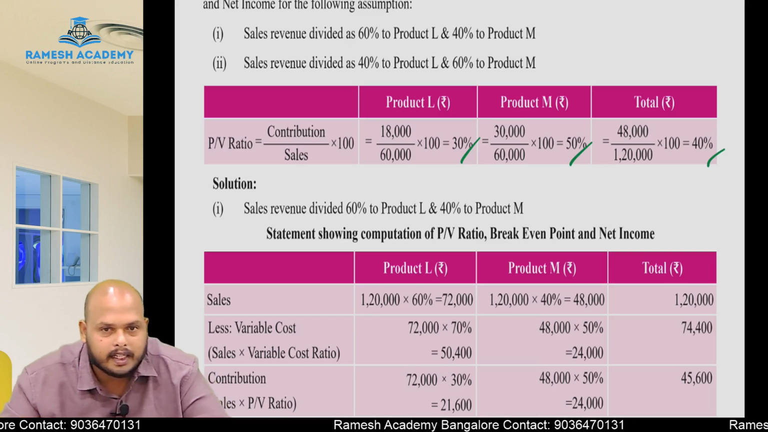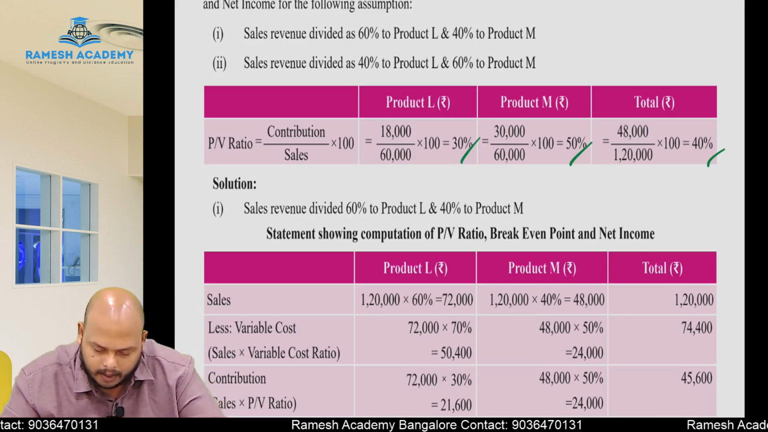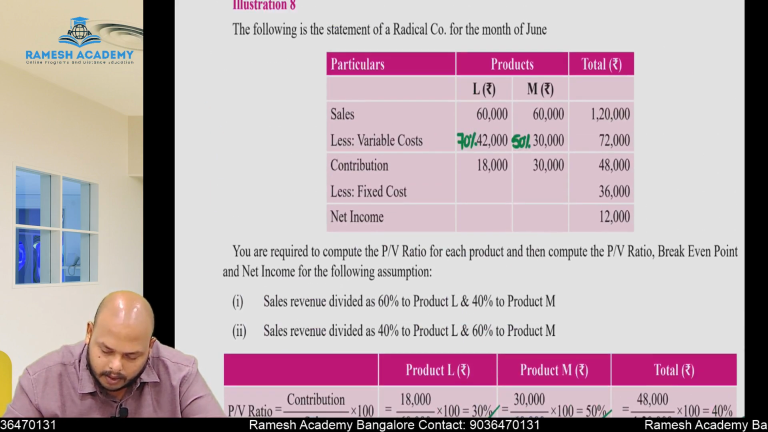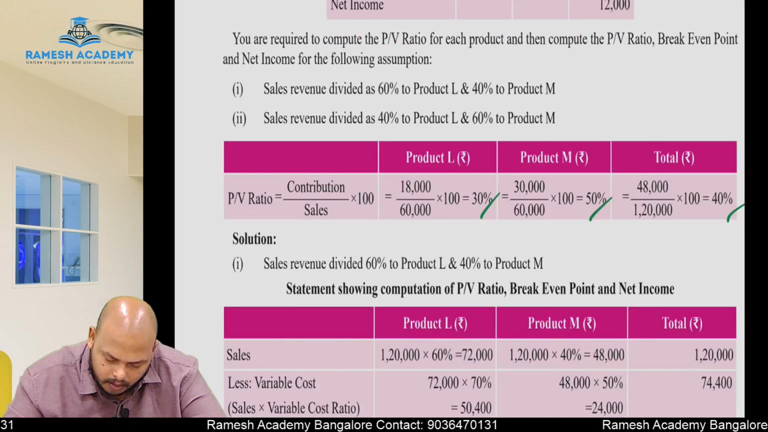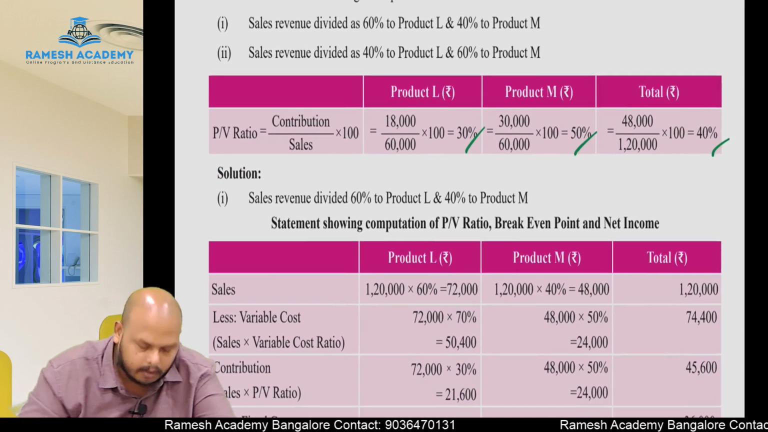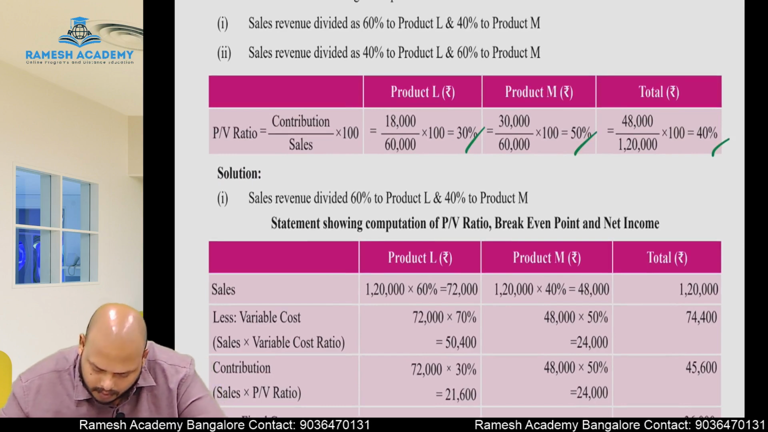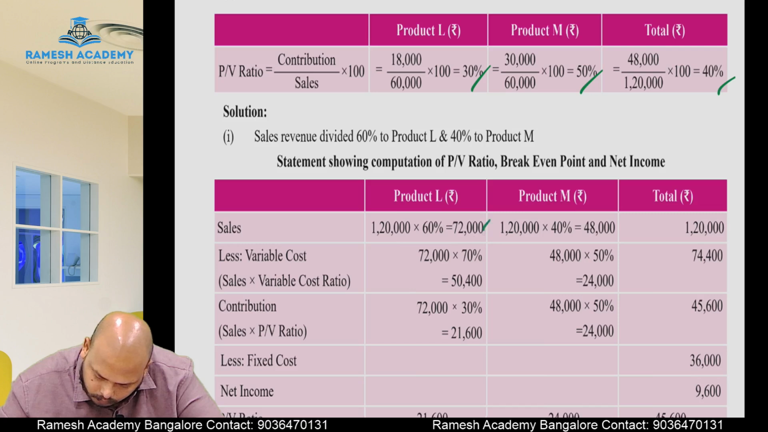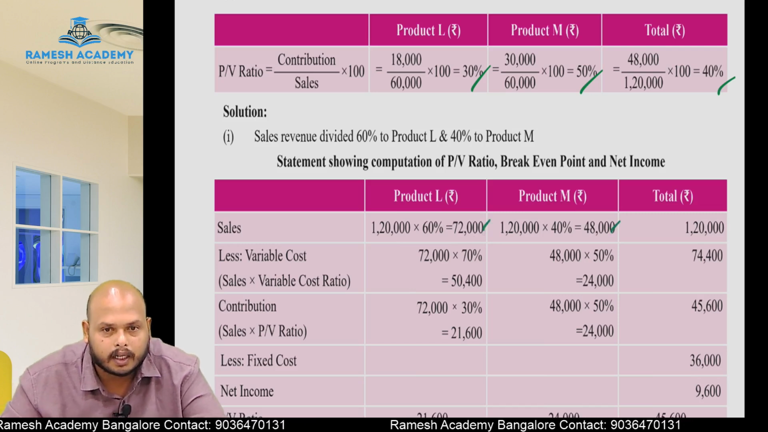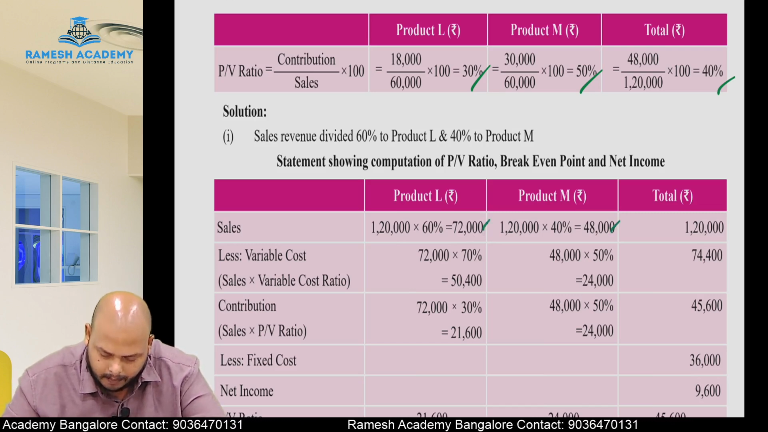They are dividing the sales revenue between L and M in 60-40 ratio. 60-40 means what is the total sales they give? 1,20,000. 1,20,000 into 60%, 12 5 is 60, 12 6 is 72,000, and 48,000. Okay? Next, less variable cost.